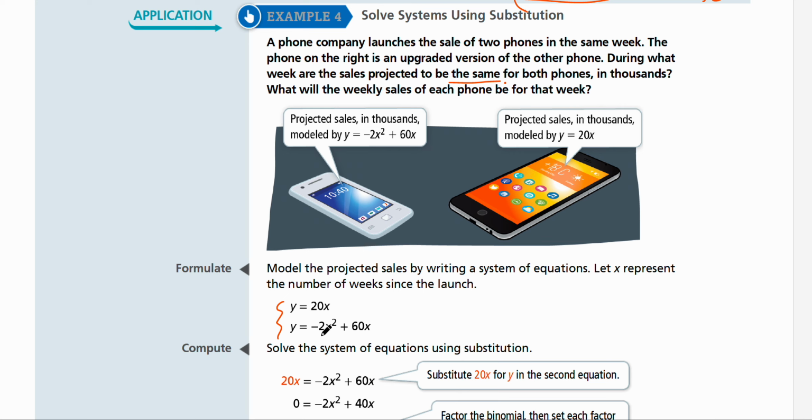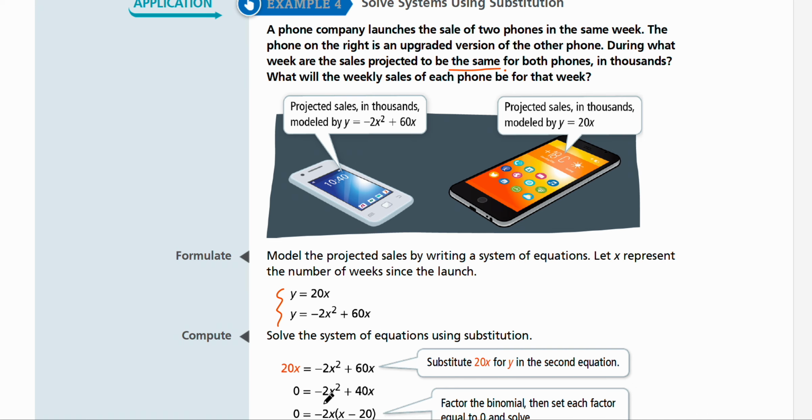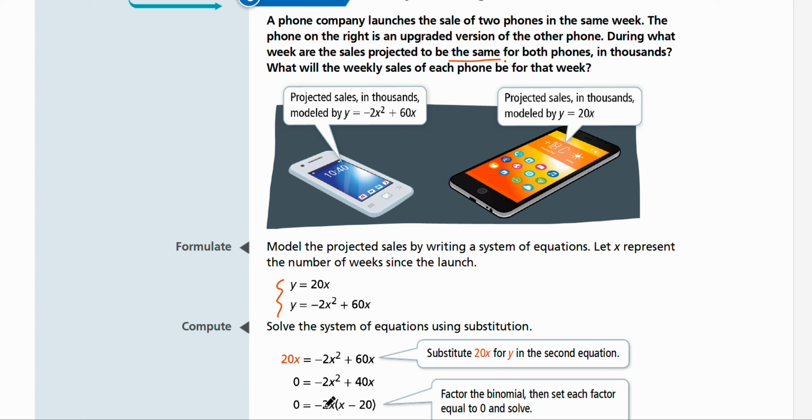Since they're both equal to y and they're solved for y, we can just make them equal to each other, right? And make it into one equation. 20x equals negative 2x squared plus 60x. And then you can solve it from there, subtract 20x on both sides, combine these two terms, negative 2x squared plus 40x. And then you can use factoring to solve for each solution. So negative 2x times x minus 20 is equal to 0.